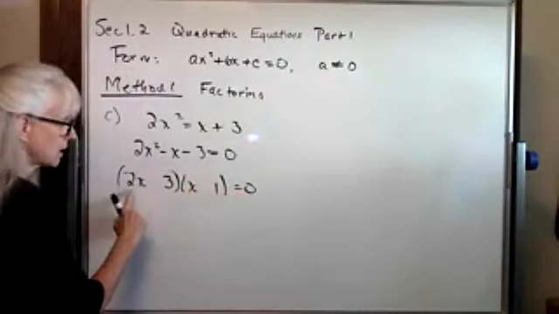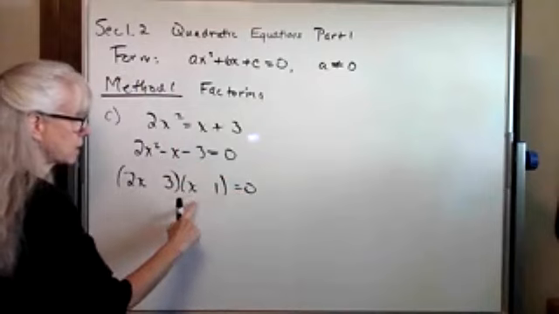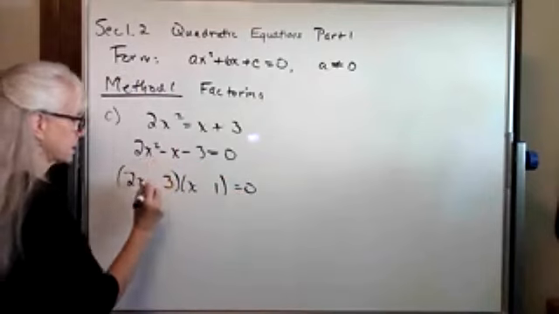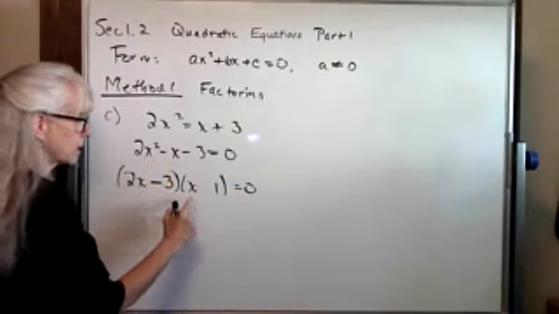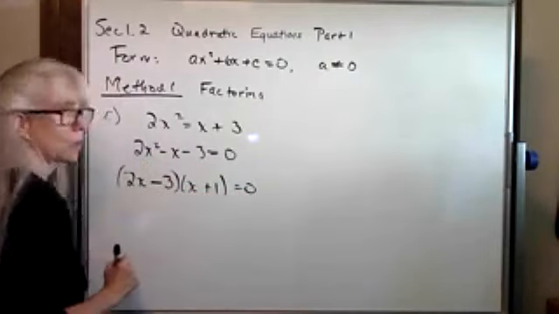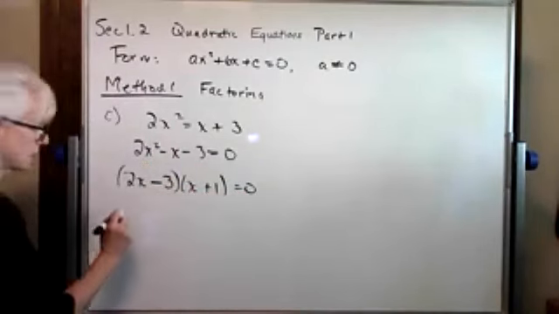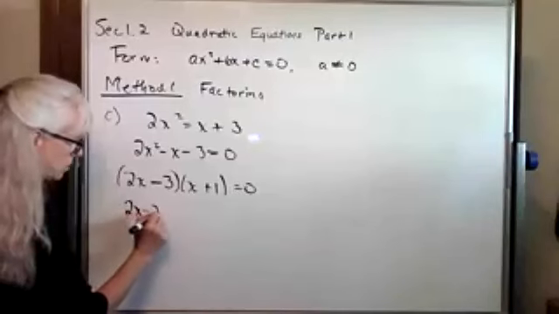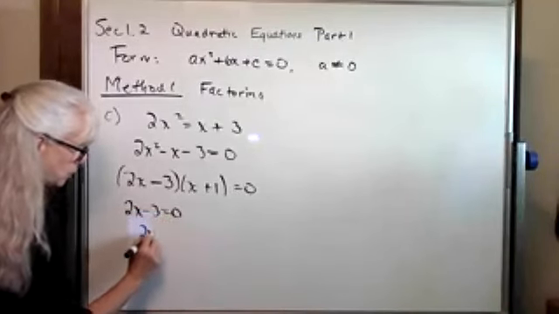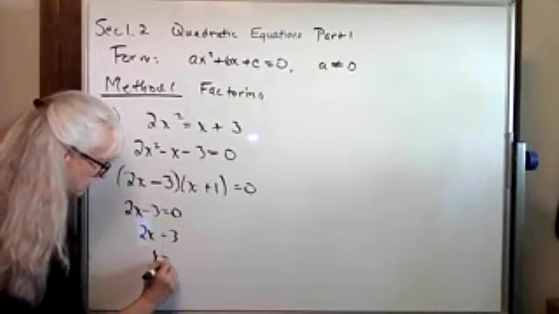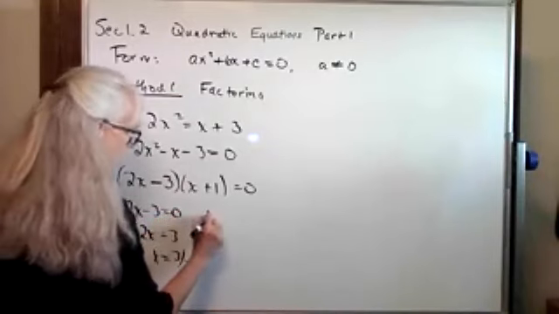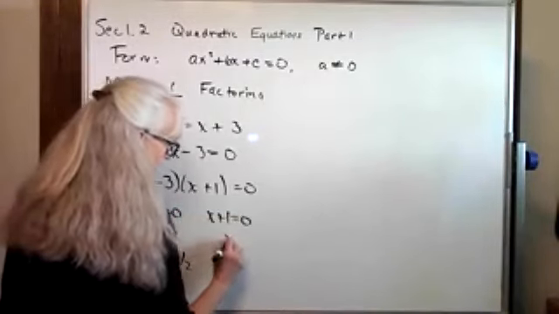When I check this, this will give me a 2x, this will give me a 3x, and when I subtract them, I'll get that. I need a negative on the 3 to give me the negative 3x, and a positive on the 1. So that's going to give us 2x minus 3 is equal to 0. So 2x will be equal to 3, and x is equal to 3 halves. x plus 1 is equal to 0, so x is equal to negative 1.